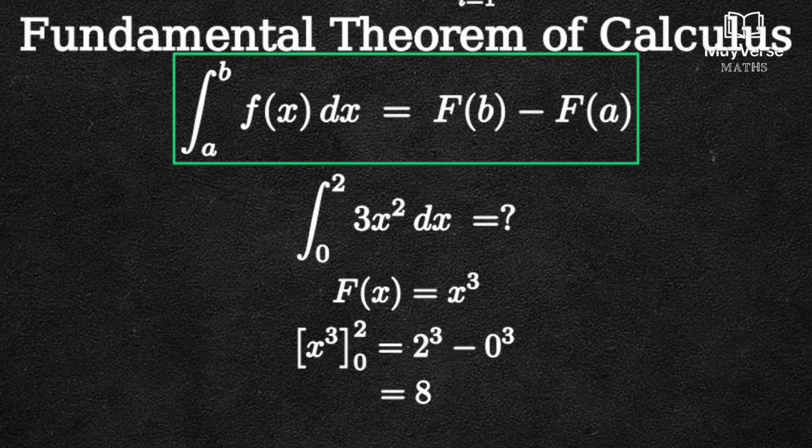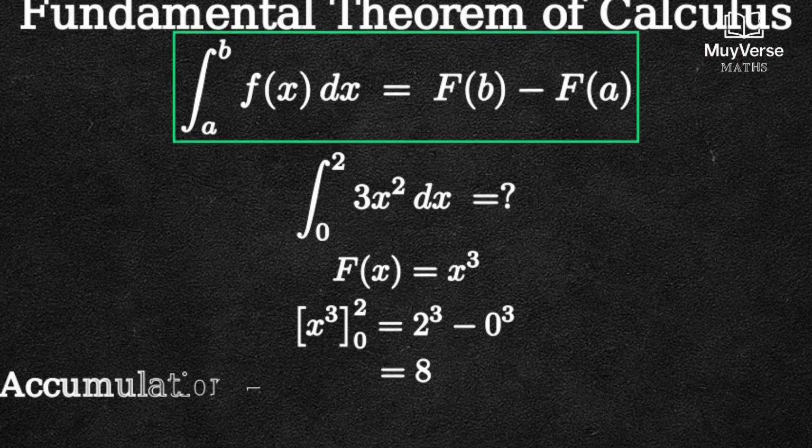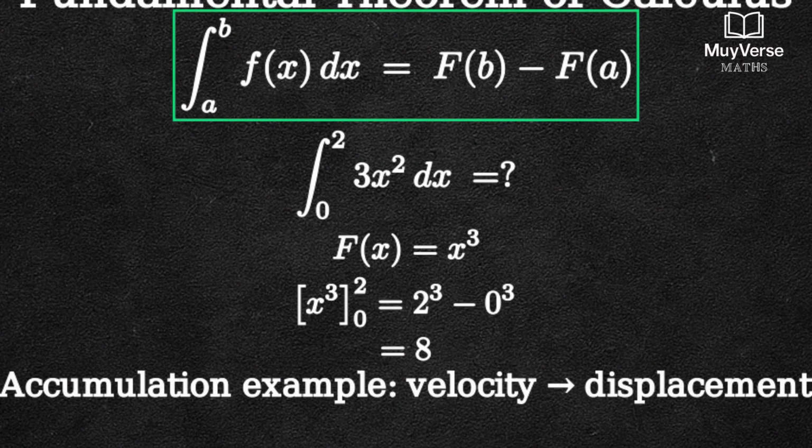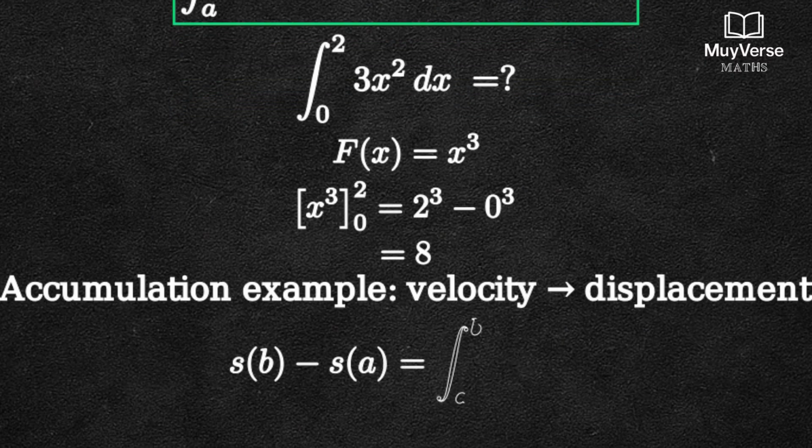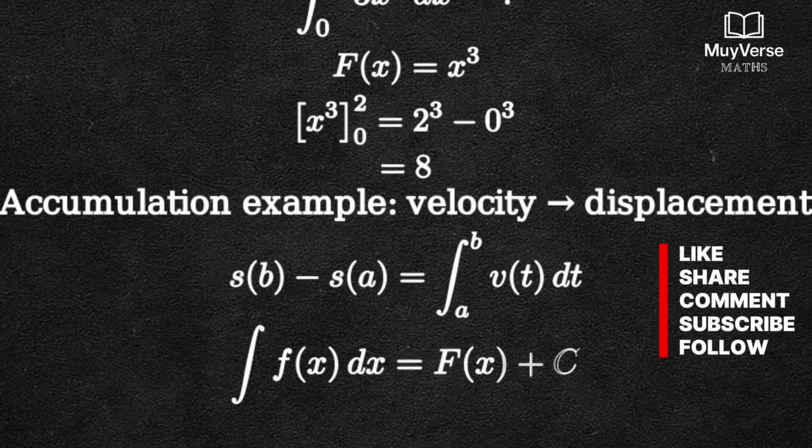If v of t is velocity in meters per second, then the integral from a to b of v of t dt gives displacement in meters, s of b minus s of a. Finally, remember indefinite integrals represent families of antiderivatives. You always include plus C, because any constant shifts the antiderivative but leaves its derivative unchanged.